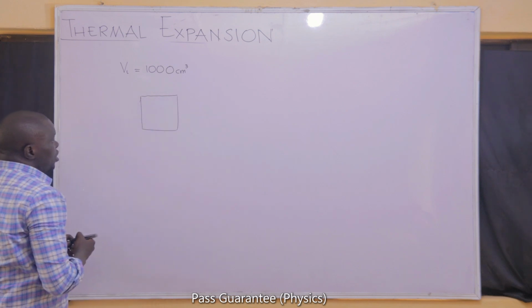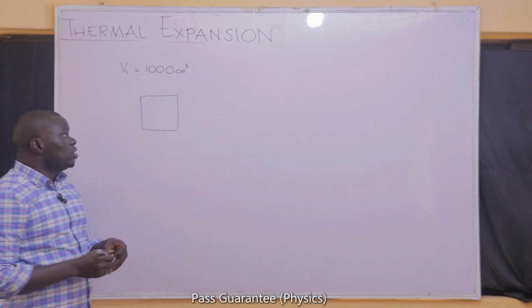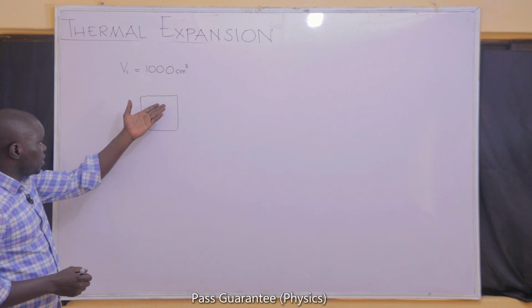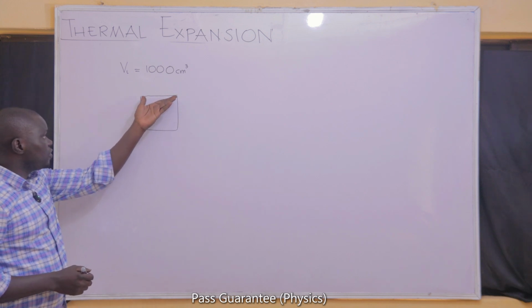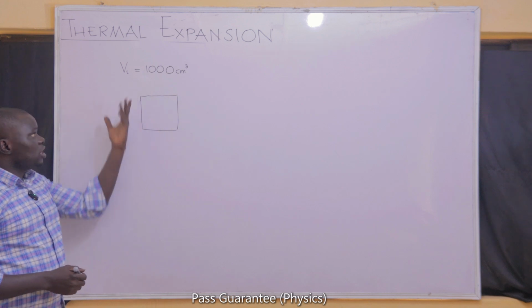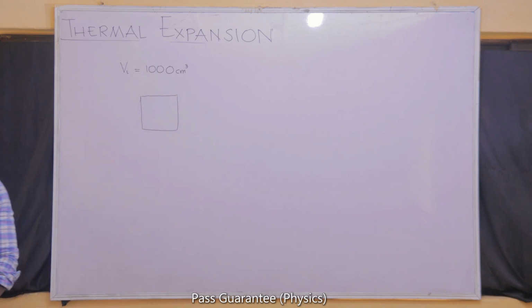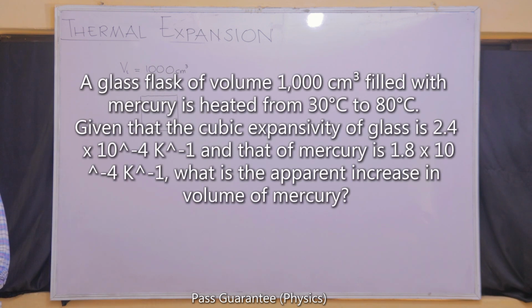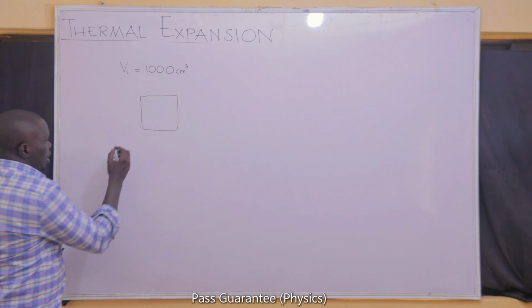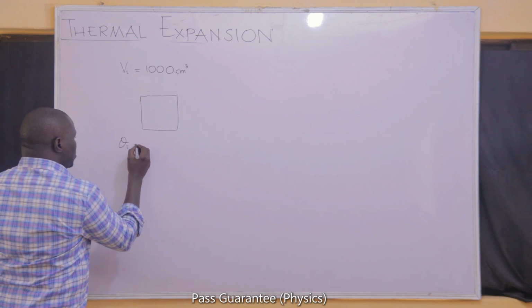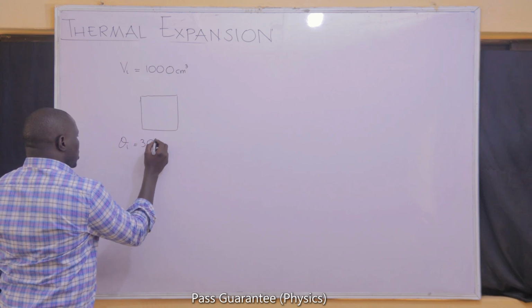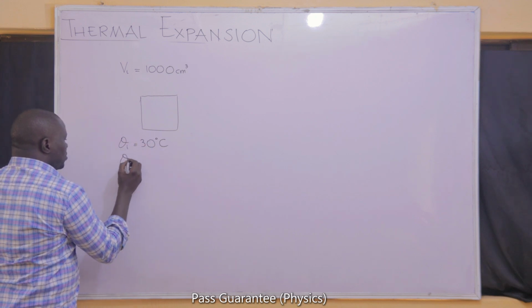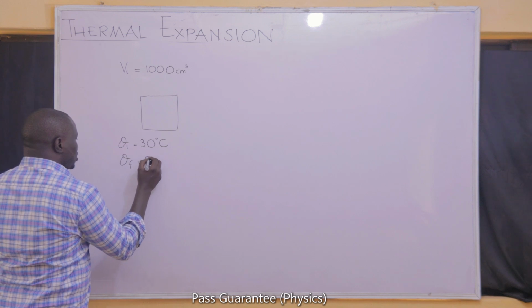Mercury is a liquid. So we have been given the volume of the liquid because the liquid is filling this container. So its initial volume will also be 1000. A glass flask of volume 1000 cm cube filled with mercury is heated from an initial temperature of 30 degrees Celsius to the final temperature of 80 degrees Celsius.